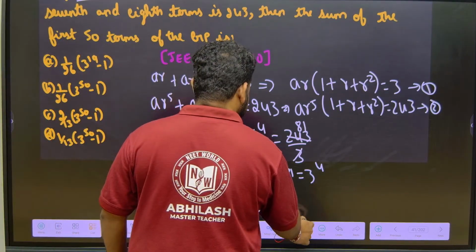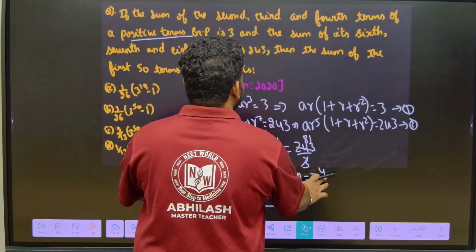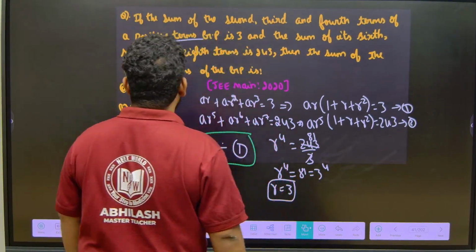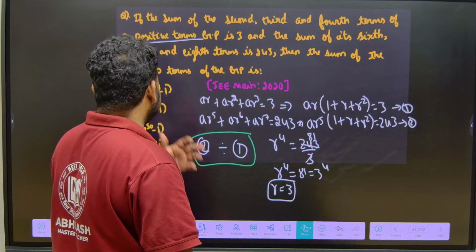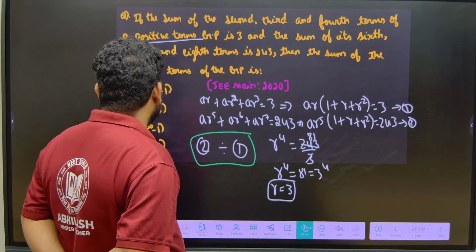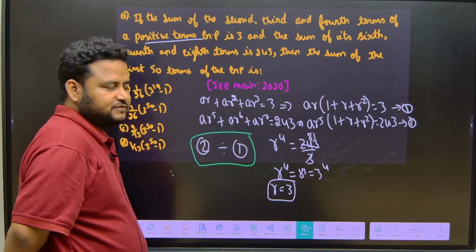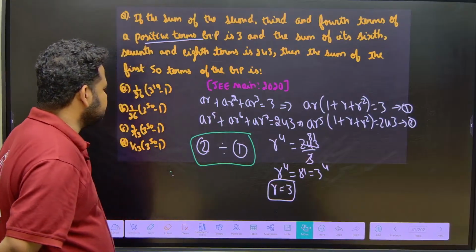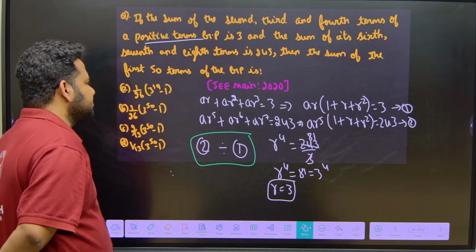Now what are they asking us? They are asking us to find the sum of the first 50 terms of the GP. Sum of the first 50 terms of the GP. This is what they are asking. R is equal to 3, we got.